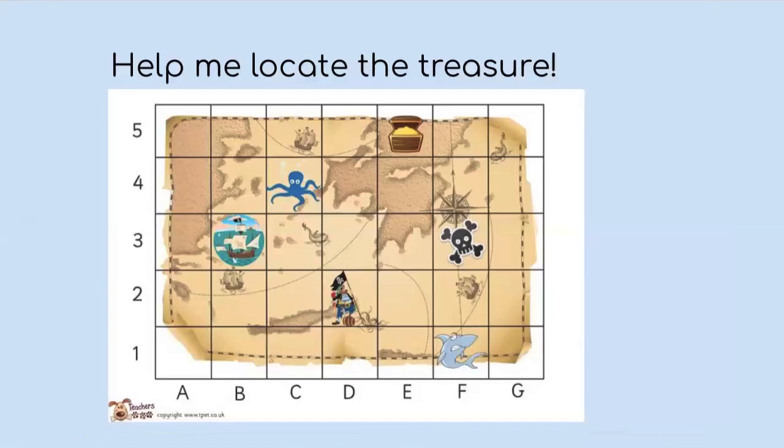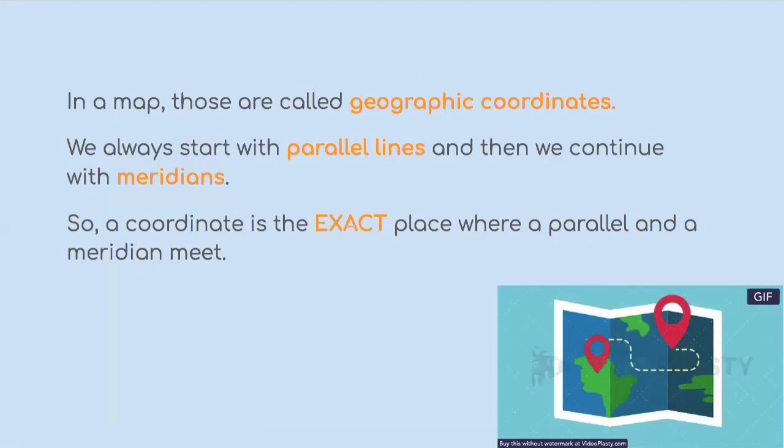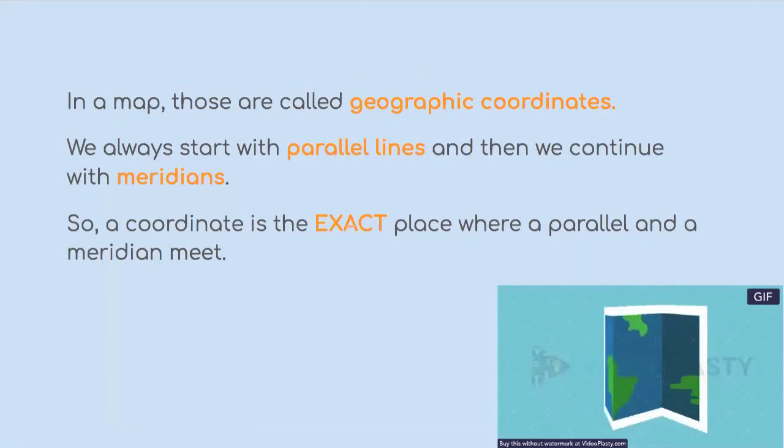Let's start by locating an object in the treasure hunt game. Let's look for the missing treasure. We start by looking horizontally and then vertically. So here it is. The treasure is in the coordinates 5E. On a map, those are called geographic coordinates. We always start with parallels and then we continue with meridians. So a coordinate is the exact place where a parallel and a meridian meet.